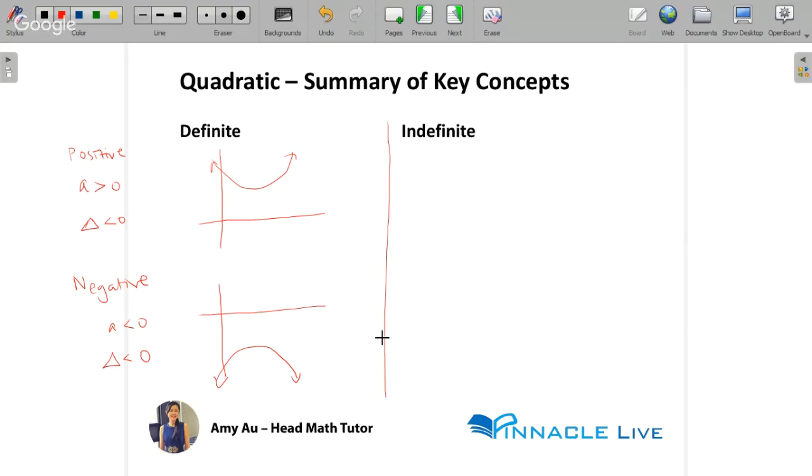Indefinite is pretty much everything else. So you've got broadly four types. You've got a type that just touches the axis. That's the concept of the equal root or double root. Or you have a parabola that's crossing the axis, so you've got more than one answer, one, two. Okay, so both of these are positive.